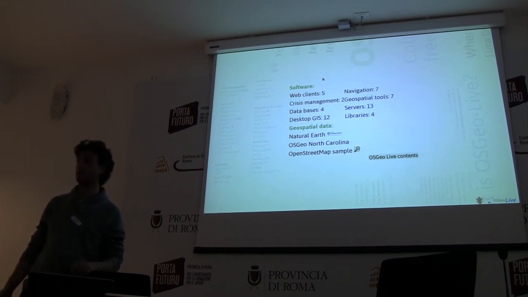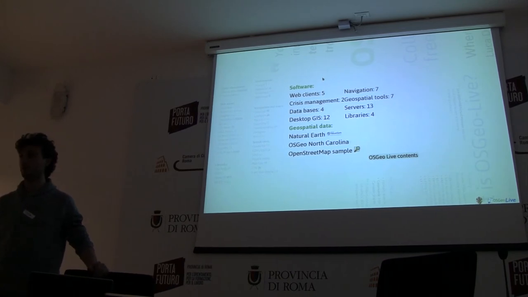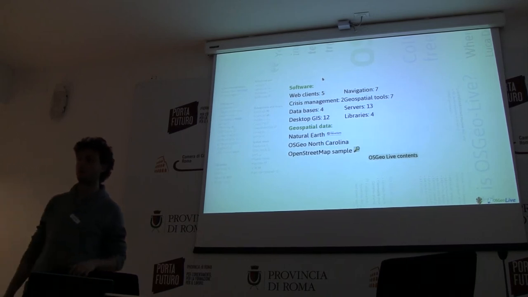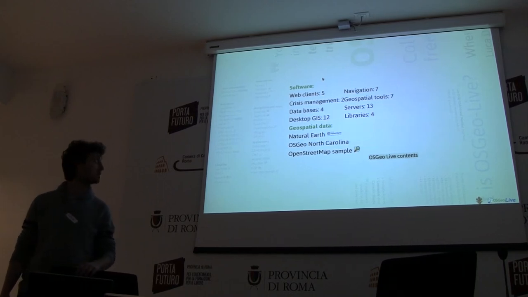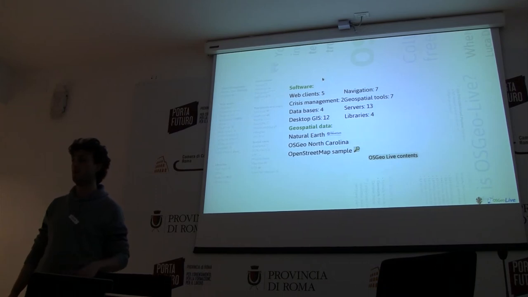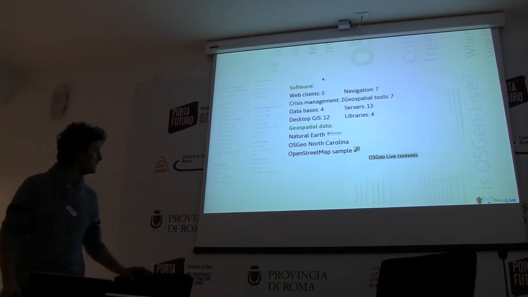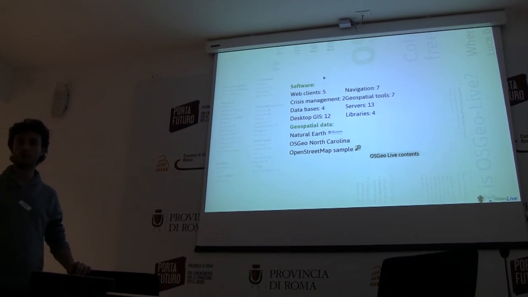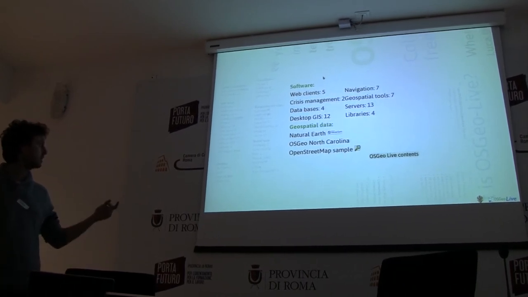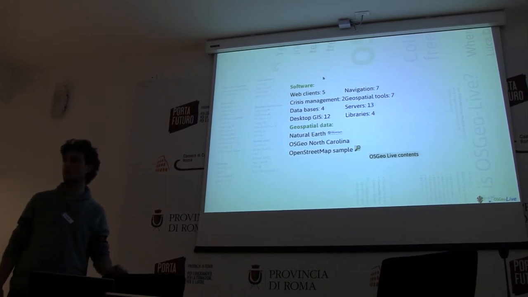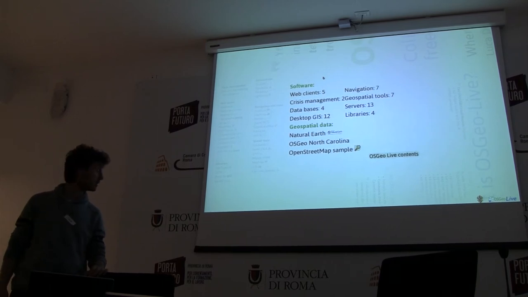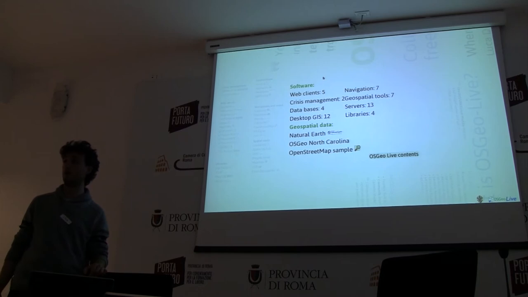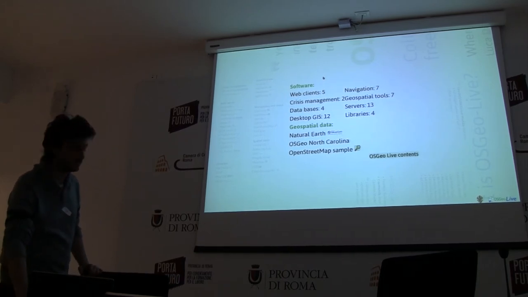Obviously there could be some problems with machines that are not very powerful. They need at least 2 GB of RAM, one for the system of the machine and one for the virtual machine. But if you run Java products, it's better to have at least 2 GB of RAM also for the machine, because they need more. And we also put some free data inside, and we use Natural Earth, Basic Map, and OSGeo North Carolina, which is a package of free data from North Carolina, used by North Carolina University for courses.